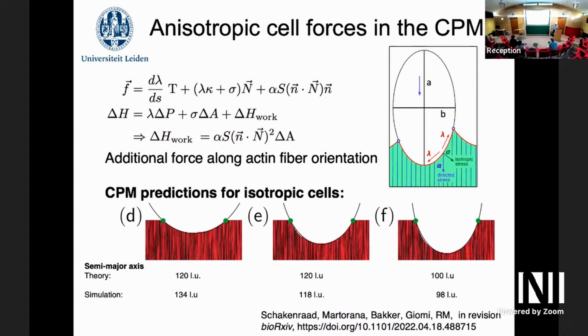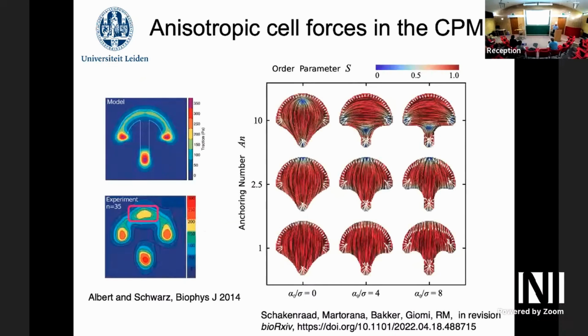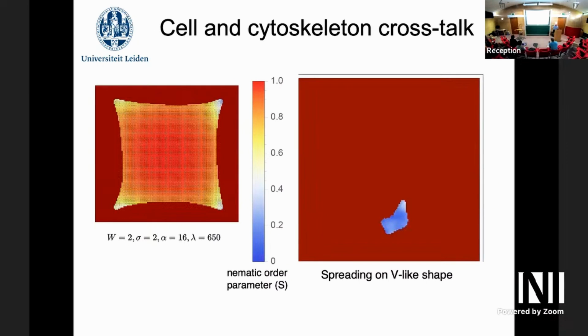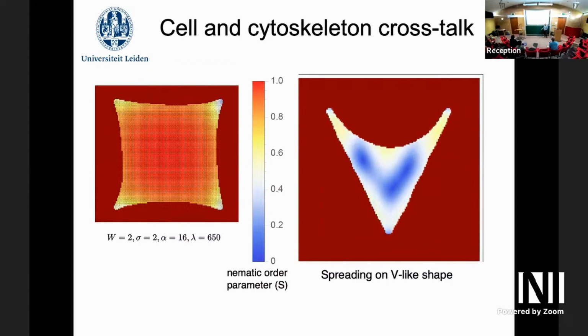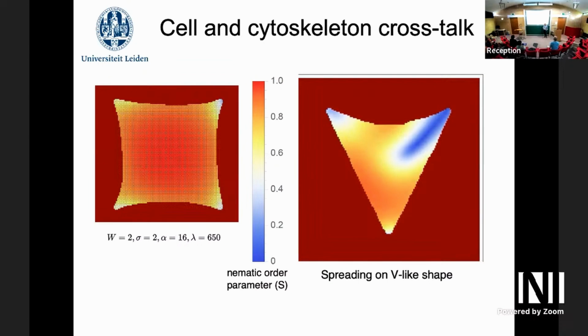So let me see. Of course the next step is then to put this kind of detail again in this cell model. So we also have anisotropic contraction and also feedback between cell shape and isotropy of the cytoskeleton.